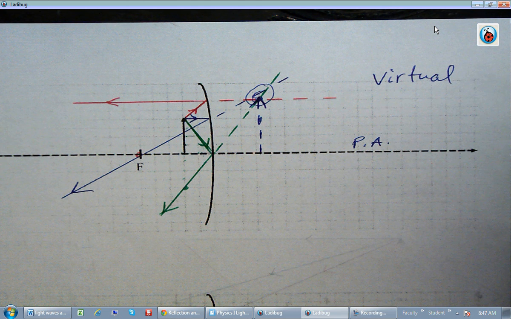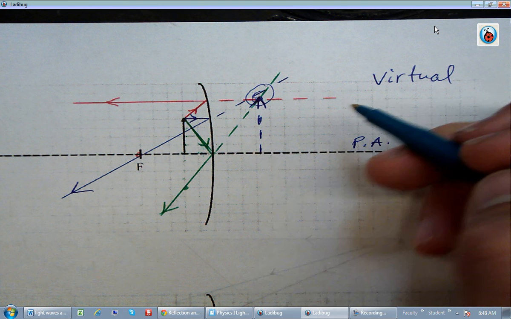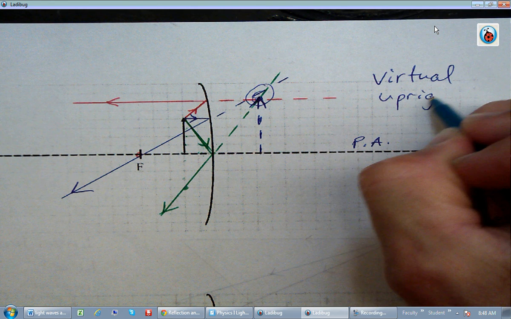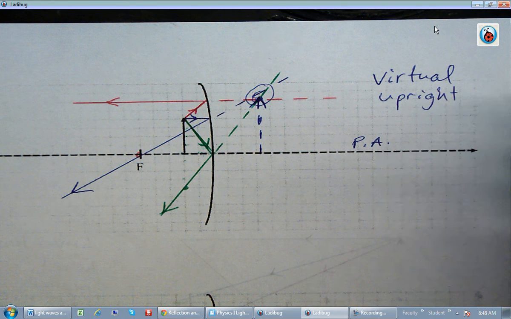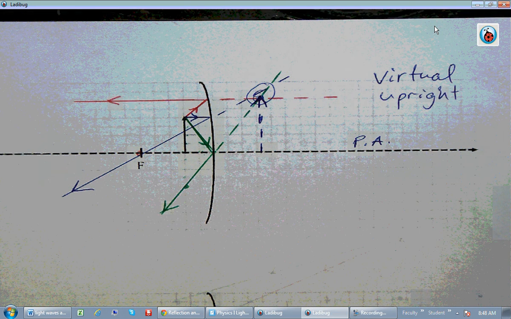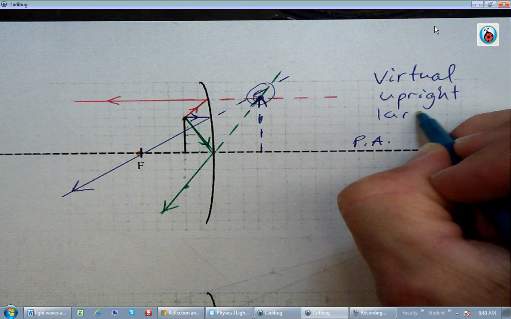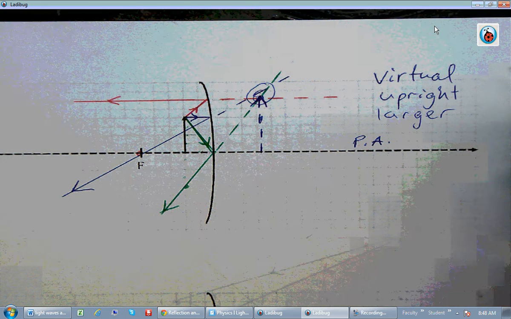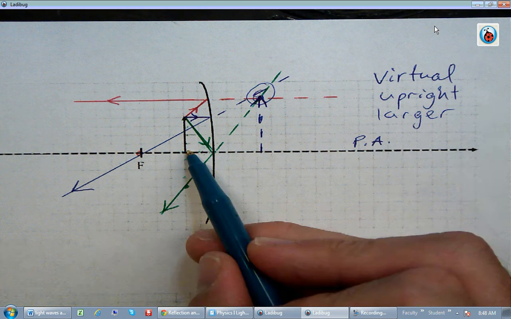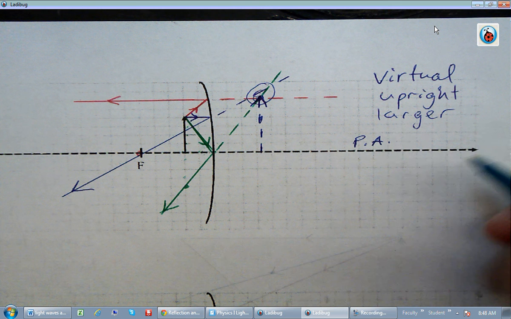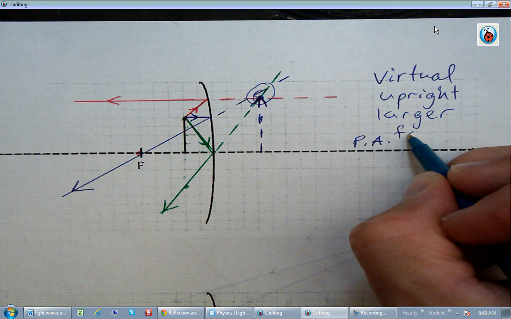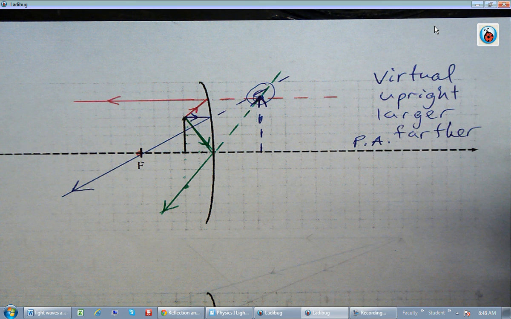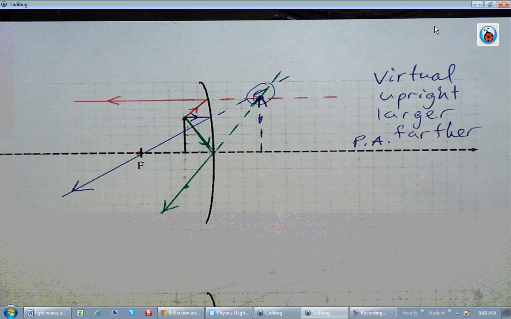Well, you can clearly see that it's upright. And there's another rule of thumb. You might remember that every real image ended up inverted, and it's true that every virtual image ends up upright. In this case, it is larger in size. Okay, and distance-wise, it looks to be a little bit farther from the mirror. We'll get that once we do the math. So that is a description that we get based on just the ray diagram, those four things.